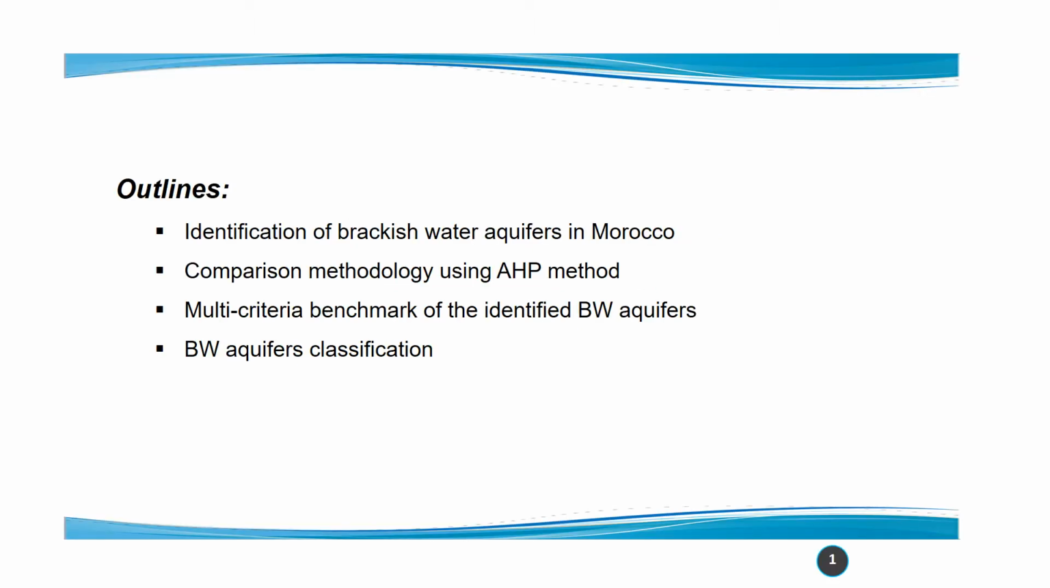The outline of the presentation is as follows. First, some interesting brackish water aquifers have been identified. Then the analytic hierarchy process method is applied to compare the brackish water aquifers according to a set of 6 criteria. As a result, the considered brackish water aquifers were classified according to their importance.